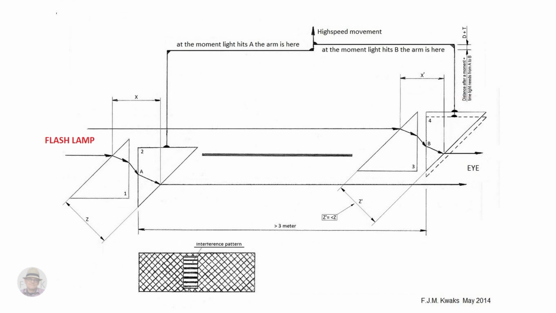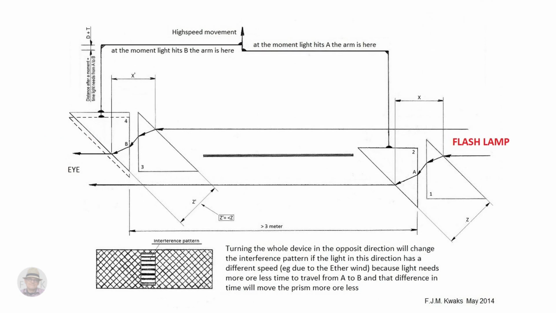We will then turn the whole device, while still moving at a constant 3000 times per minute, in the opposite direction. If the speed of light in this direction, due to some reason, is different than the speed of light in the previous direction, then there will be a time difference that the light beam reaches B, and that will move prism 4, more or less, which will change the total thickness of prism 3 and 4, and that results in changing the interference pattern by moving up or down.